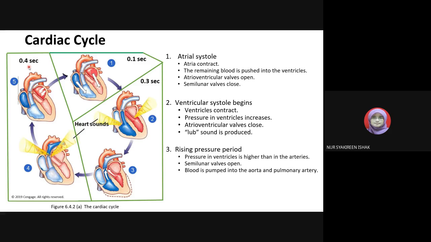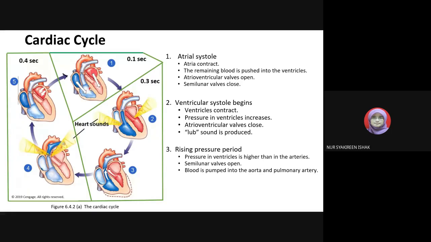Okay, so kalau tengok proses ni, kita start dulu dengan atria systole. Atria systole is when both atrium contract. If you look at this diagram, so dekat sini, both atrium contract. So the remaining blood in the atrium is pushed into this ventricle. So at this point, both AV valves obviously will be open. The atrium contracts, the valves open and push the blood from atrium into ventricles.